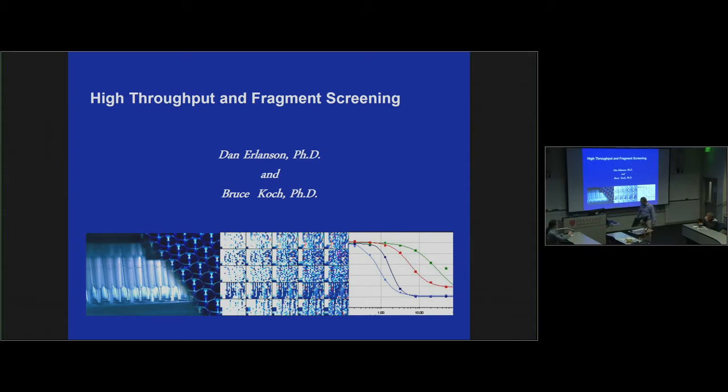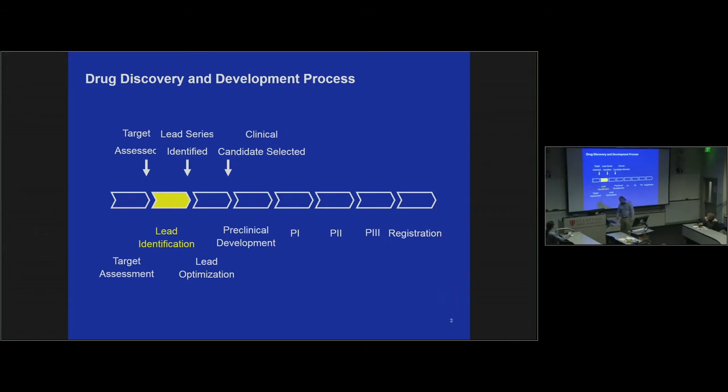Okay, so what people in industry call what Dan and I are going to talk about today is lead identification. That is trying to find a small molecule. We're talking about small molecules here, first of all, and trying to find a small molecule lead that can then be chemically optimized to give you a drug. And we're going to talk about two different ways of doing lead identification.